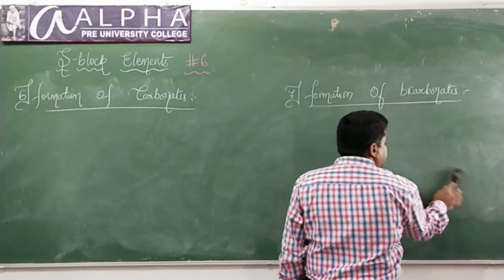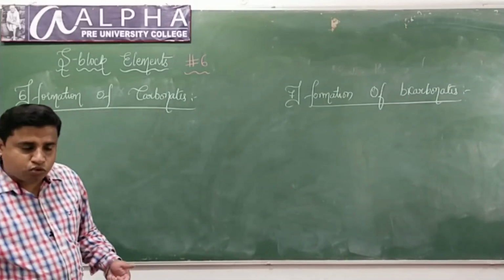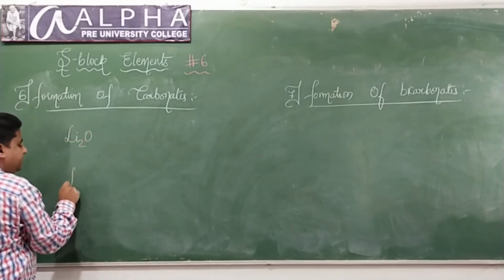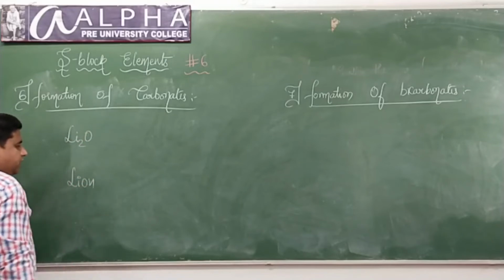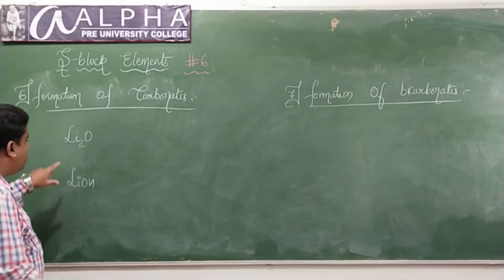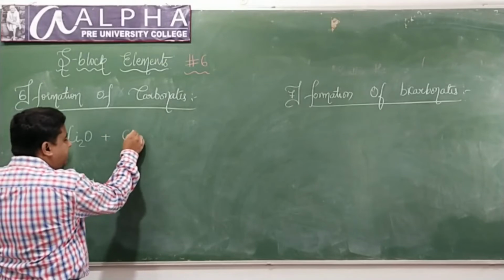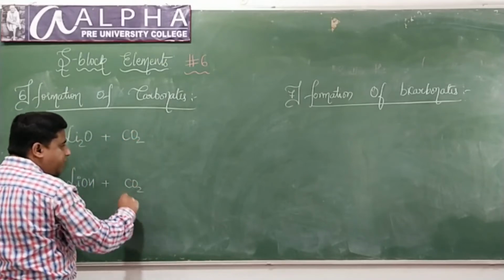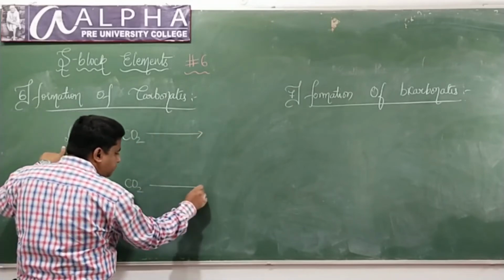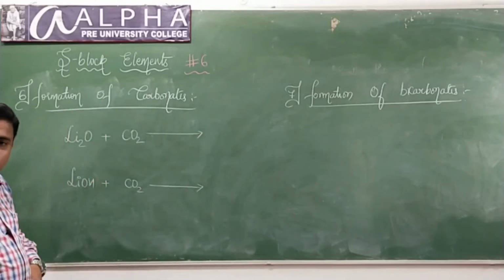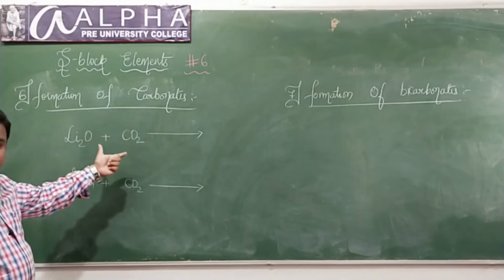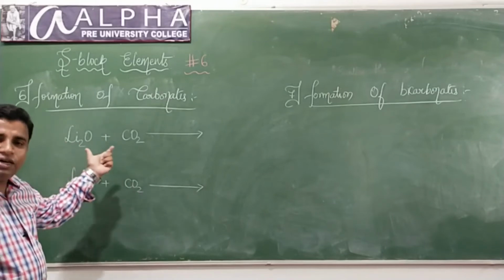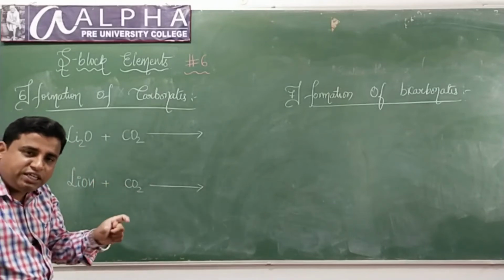Okay, see the reaction. Now let us suppose lithium oxide and lithium hydroxide. I hope you know the formula of lithium oxide and lithium hydroxide. Now when lithium oxide reacts with carbon dioxide and lithium hydroxide reacts with carbon dioxide, how to write the reaction? See, in the previous case I told you, whenever you are writing the reaction, I asked you to just interchange the ions, isn't it?